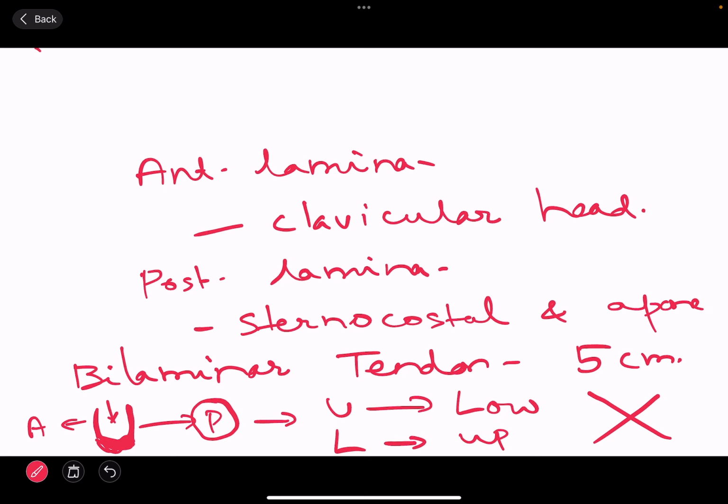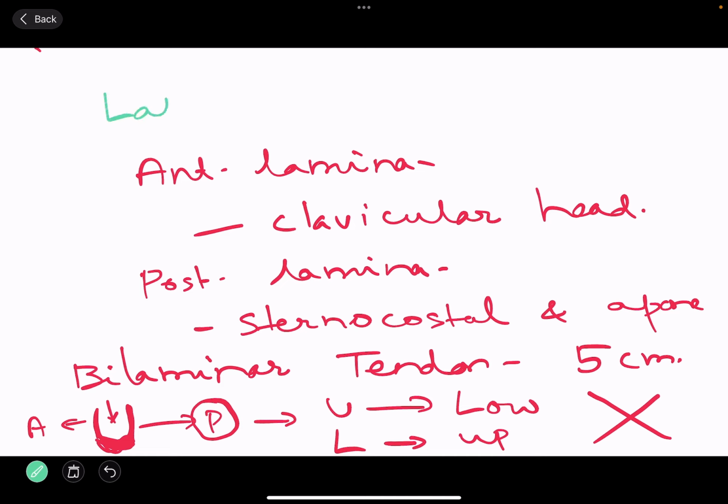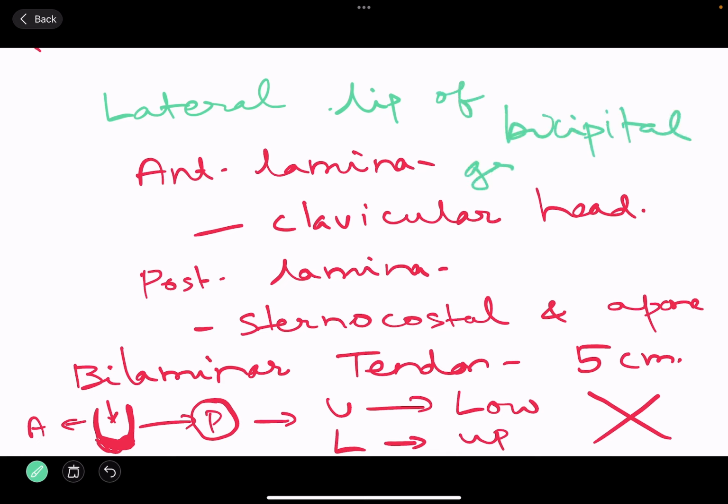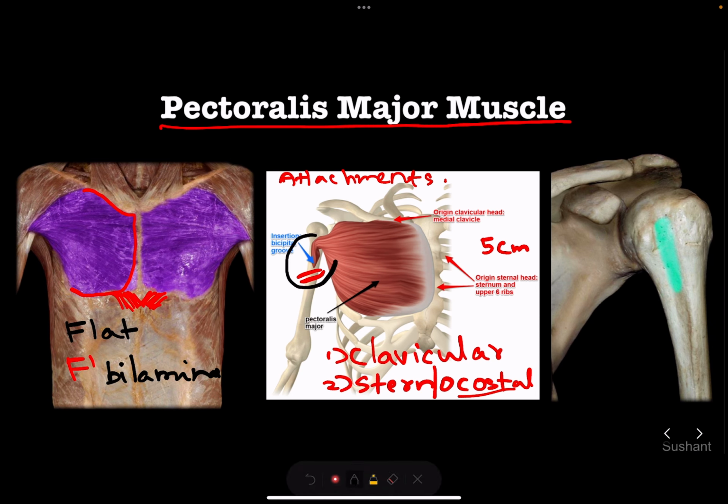Then they both get inserted to something called the lateral lip of the bicipital groove. So what is this bicipital groove? The bicipital groove is also known as the intertubercular sulcus, right? So let me show you what this intertubercular sulcus is. So this intertubercular sulcus is here. That's where the muscle is inserting.